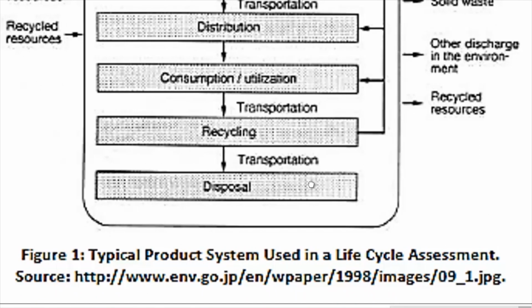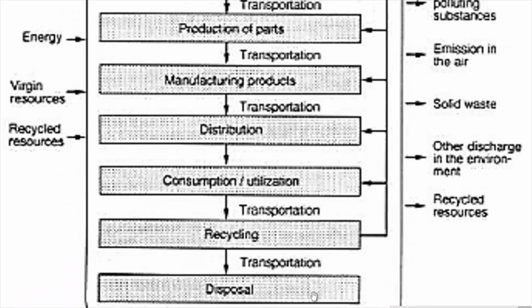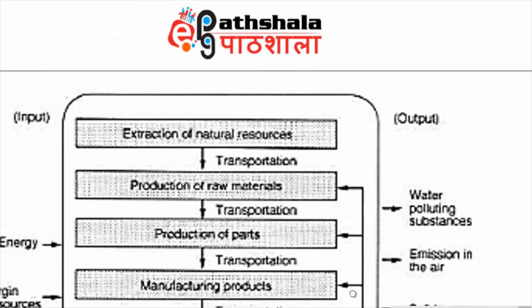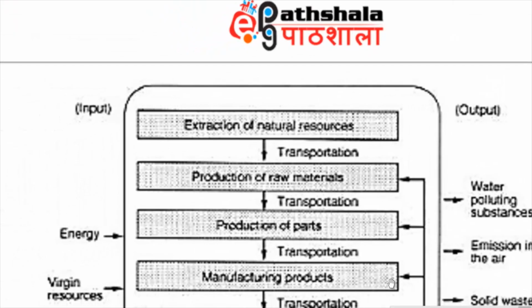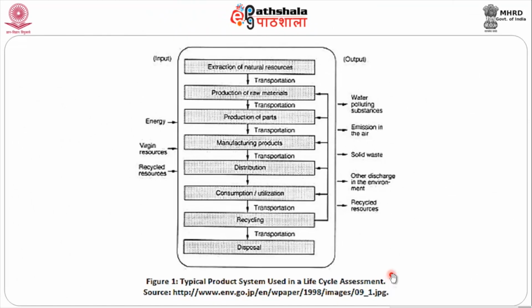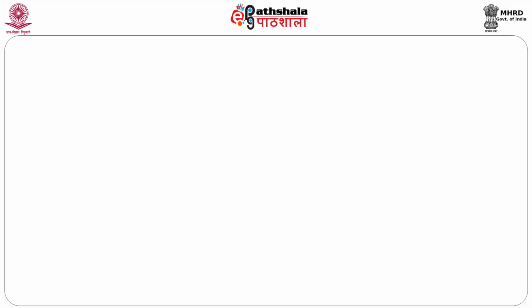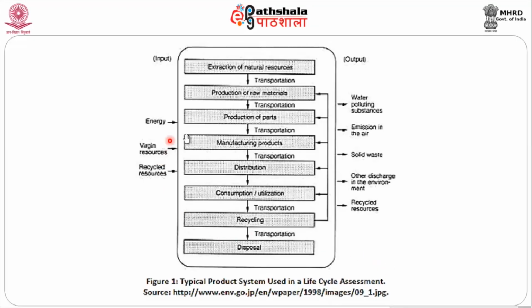This is a typical product system which is used in a life cycle assessment, and we have seen the embodied energy associated with it in terms of life cycle assessment in input and output. In the input we have seen energy, virgin resources and the recycled, and the output water, emissions in the air, solid waste and the recycle treatment.